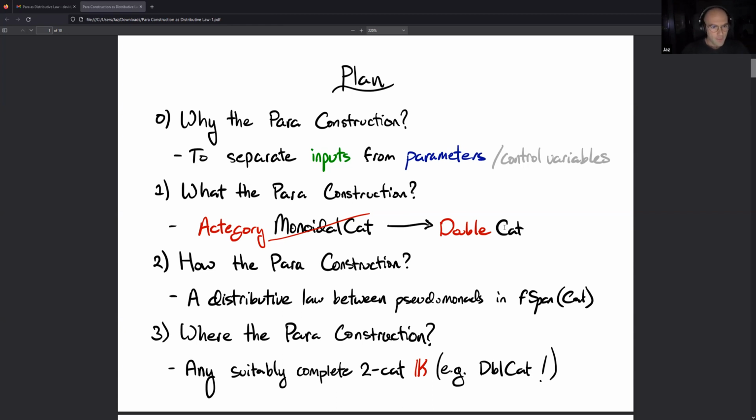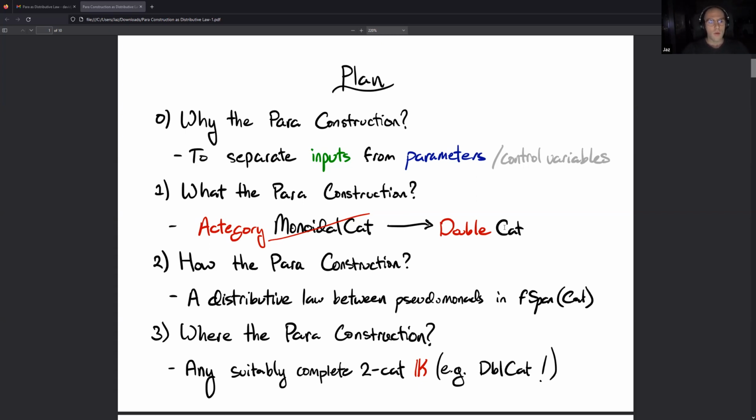Okay, so then after that, we'll talk about how we're going to do the paraconstruction. So we're going to see it as a distributive law between pseudomonads in a certain tricategory of spans of categories. A pseudomonad in spans of categories is a pseudo double category. So we're going to get this distributive law between double categories. It's going to produce a new double category. And that's how we're going to build our paraconstruction.